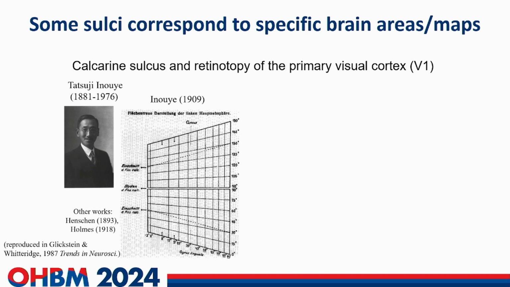He was a Japanese ophthalmologist who measured brain lesions during the war period. Interestingly, going back to 1909, he already discovered that the calcarine sulcus, which is in the medial part of the occipital cortex, has a retinotopic representation. That means loss of a particular part of the calcarine sulcus causes a visual field deficit at a particular position in your retinal space. So this is the old paper. There are also a couple of other groups, like Henschen and Holmes, reporting retinotopy in the visual cortex.